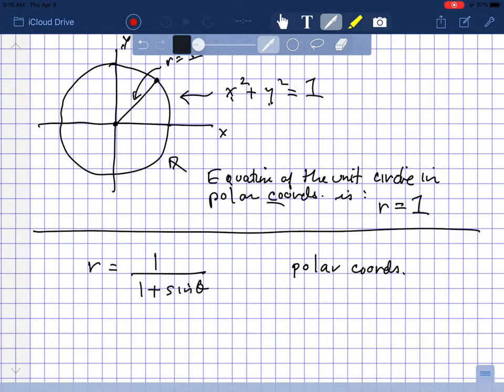I vary theta. R depends on theta, and so as I vary theta, the values of R change. All right? What I'd like to do is write this equation in terms of rectangular coordinates. So express this equation in terms of rectangular coordinates.